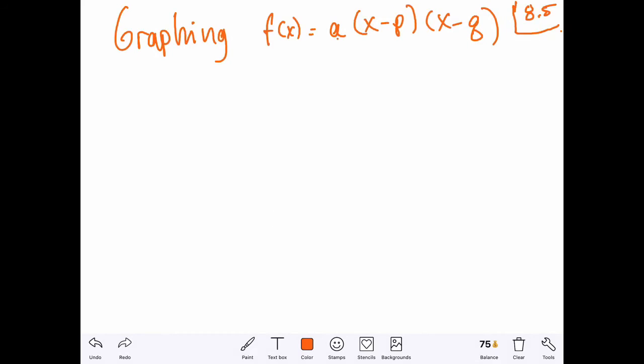Okay, welcome back, Algebra 1 students, from spring break. Let's get into graphing quadratics in what's called intercept form.